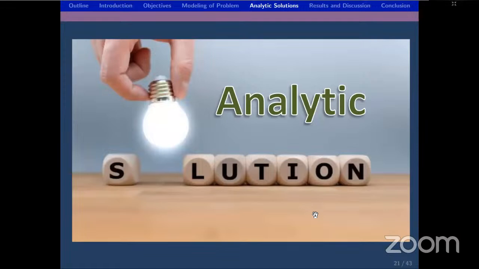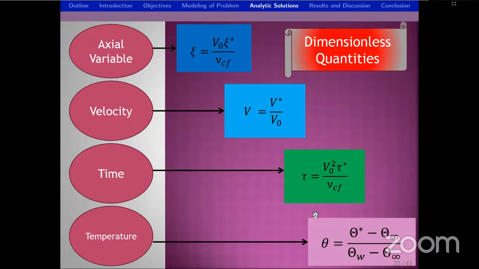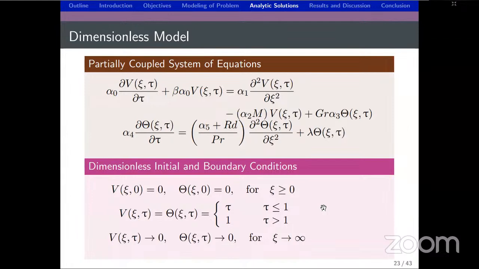Now to make our system dimensionless, these are some dimensionless quantities. The first one is the axial variable. The second one is for velocity, and the third one is for time, and the last is for temperature. So by adding the above dimensionless quantities in our system, this is the new dimensionless system. The first one is for velocity equation, and the second one is for temperature. Also, their associated initial and boundary condition in dimensionless form is defined here.